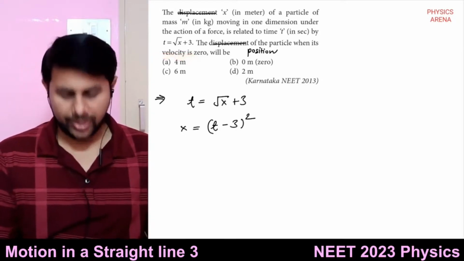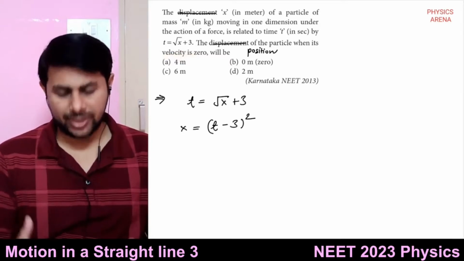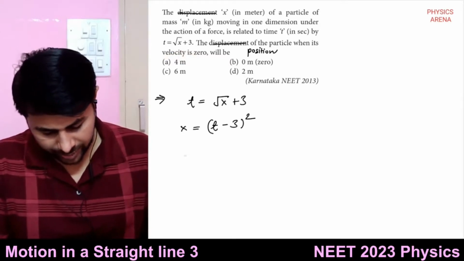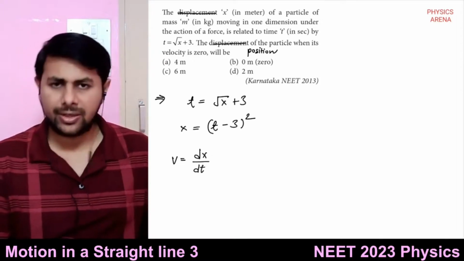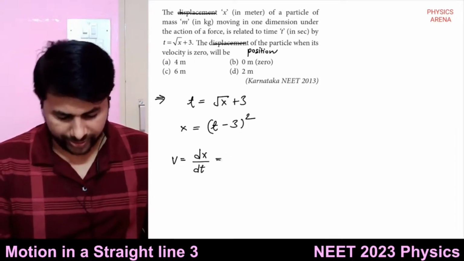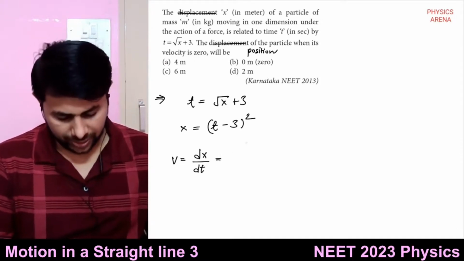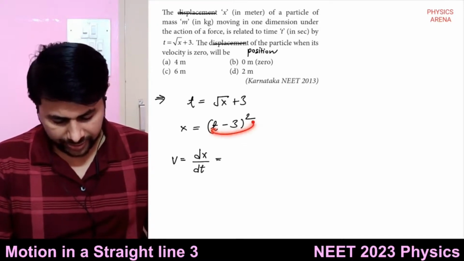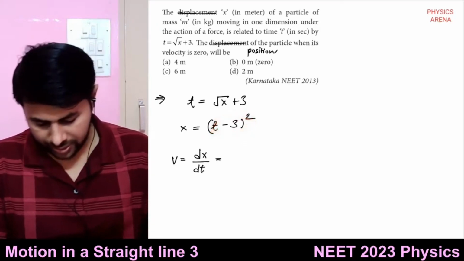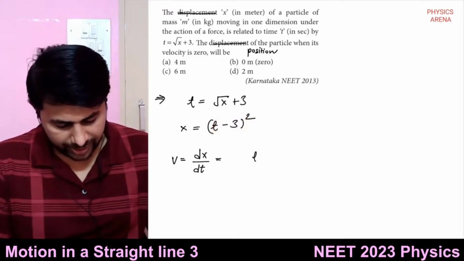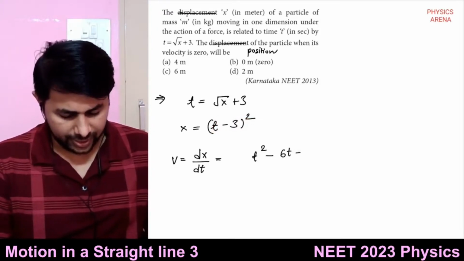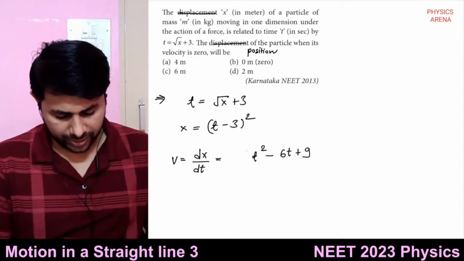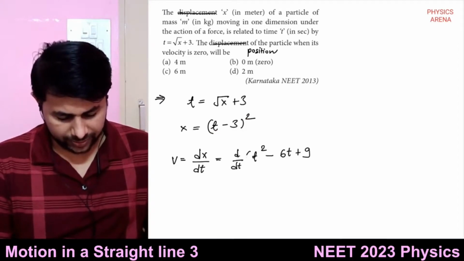So velocity is the derivative of position with respect to time, and it's given that at some time it's equal to 0. But first of all, let's find out the derivative. You can take the derivative of this directly, or you can expand it. So it will be t square minus 6t plus 9, and the derivative of that.